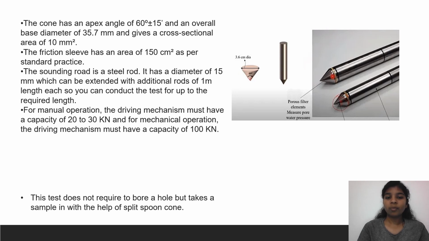For manual operation, the driving mechanism must have a capacity of 20 to 30 kilonewton, and for mechanical operation, the driving mechanism must have a capacity of 100 kilonewton. In this test, we do not require a borehole, but a sample can be taken with the help of a split spoon sampler. As we are not creating any hole, if a sample is required we can collect it with the help of a split spoon.